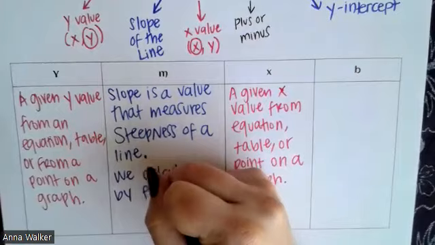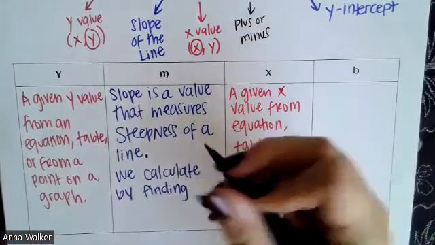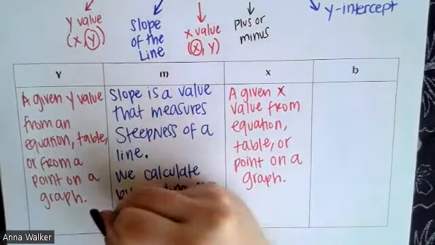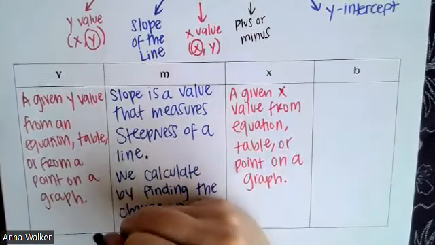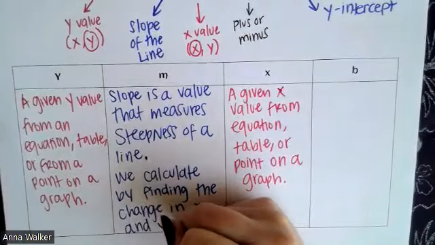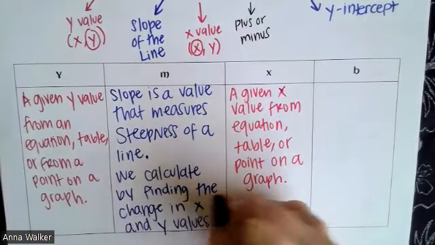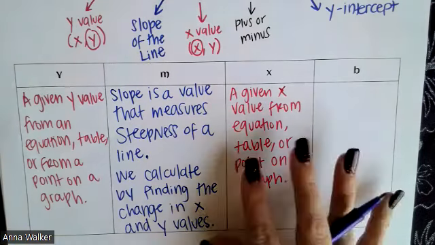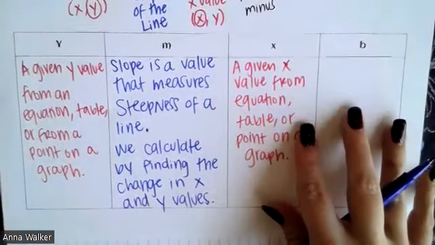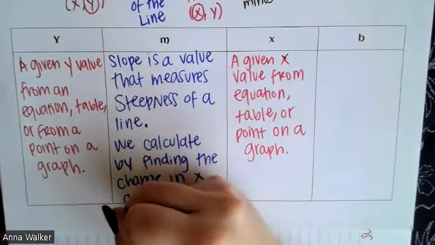by finding the change in x and y values. Okay, so if we're trying to figure out how steep something is, we have to look at how the x and y values are changing if we look at the points on a graph. What's the difference? Are they increasing by 2? Are they decreasing by 3? Like, what is happening?